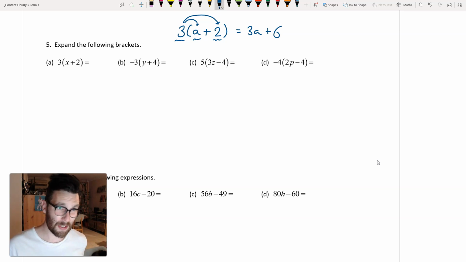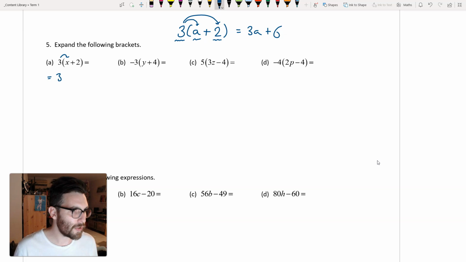Okay, which makes sense. That 3 stuck to the bracket means we've got 3 lots of the bracket. So it'd be like a plus 2 plus a plus 2 plus a plus 2. 3 lots of a is 3a, 3 lots of 2 is 6. Cool. All right, keeping that in mind, 3 times x is 3x, 3 times 2 is 6. I didn't mean that to be almost exactly the same, but that's fine.